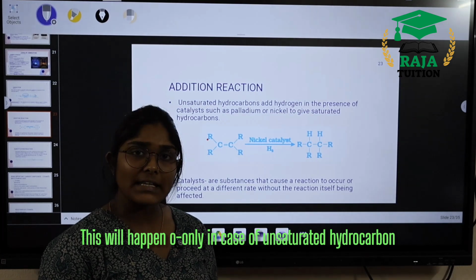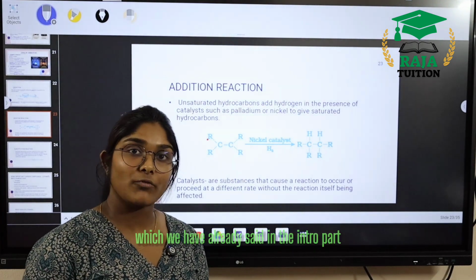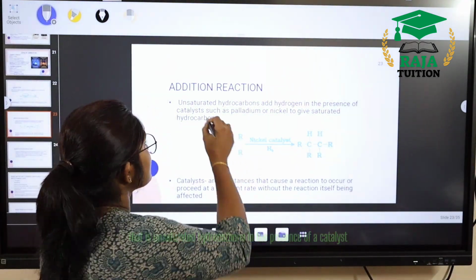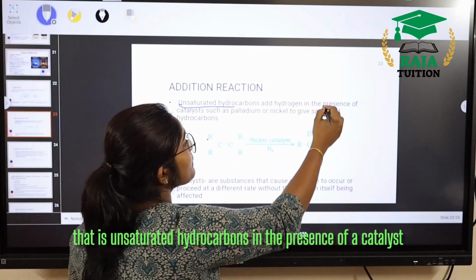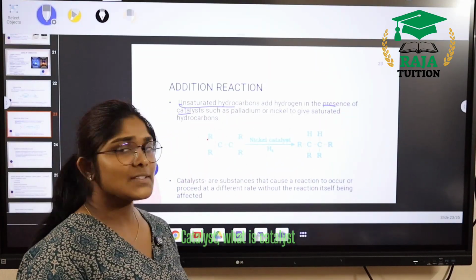Next reaction, addition reaction. This will happen only in case of unsaturated hydrocarbons, which we have already said in the intro part. That is, unsaturated hydrocarbons in the presence of a catalyst. Catalyst, what is a catalyst?